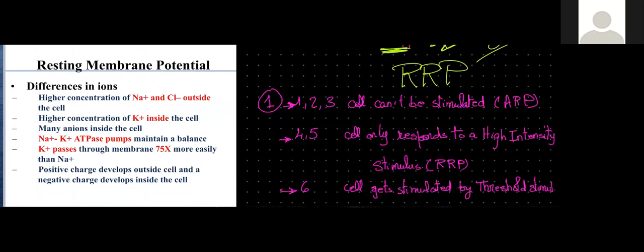Higher concentrations of sodium and chlorine outside of the cell. I have higher potassium concentrations inside of the cell. And a lot of the anions are going to be located inside the cell, which will make the inside of the cell more negatively charged. The sodium-potassium ATPase pump will allow you to maintain the balance, keeping the sodium at higher concentrations outside of the cell and potassium at higher concentrations inside the cell.